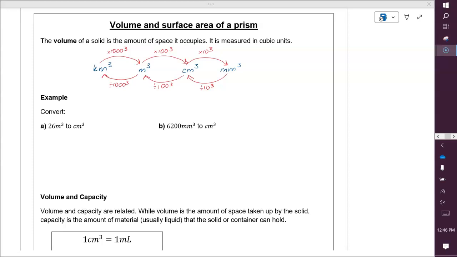Volume and surface area of a prism. So the volume of a solid is the amount of space that's inside the prism, or inside that 3D object, and it's measured in our cubic units.